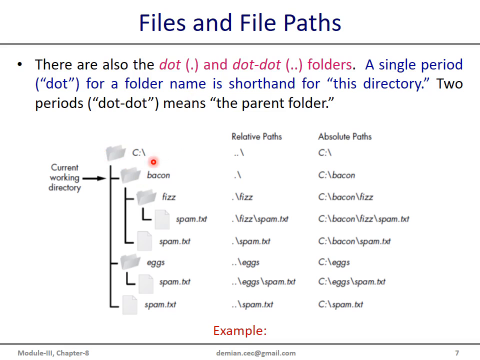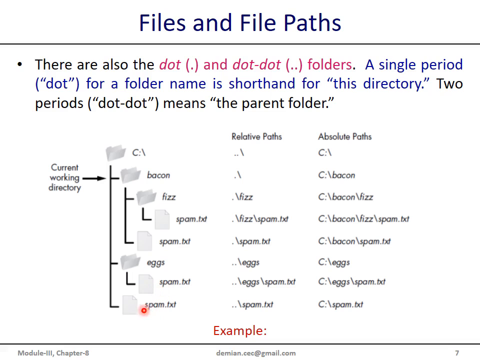The parent root folder can be represented with double dot. This is the current working directory, and the parent folder is double dot slash, and the absolute path is this. And the current folder is dot slash, if you want to refer to BACON, dot slash, or you specify the full name.